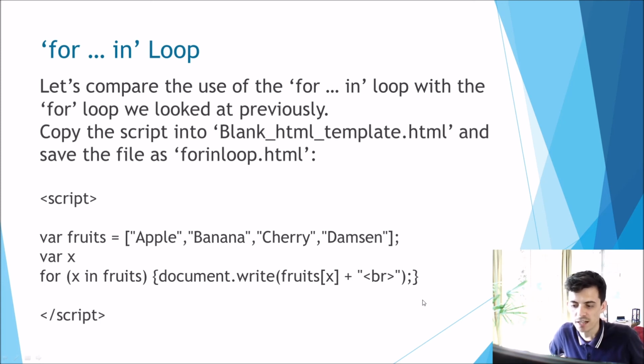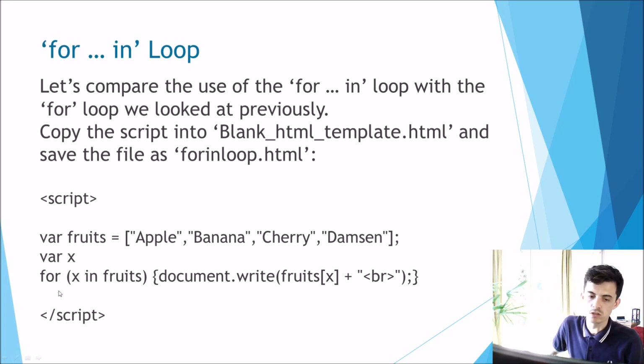Then it goes round, it adds 1 to x, so now x has become 1. And now we output fruits in the position x, or number 1. So banana. And it keeps doing this until it gets to 3. Fruits, x, we're now at number 3, so it outputs damson. Now x goes up to 4. Now 4 matches the length of fruits, so it exits the program, or it exits the for loop.